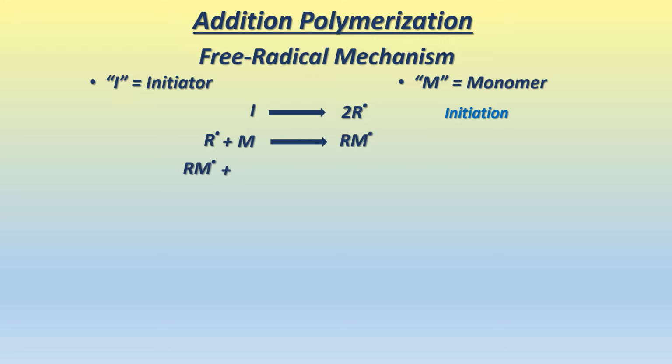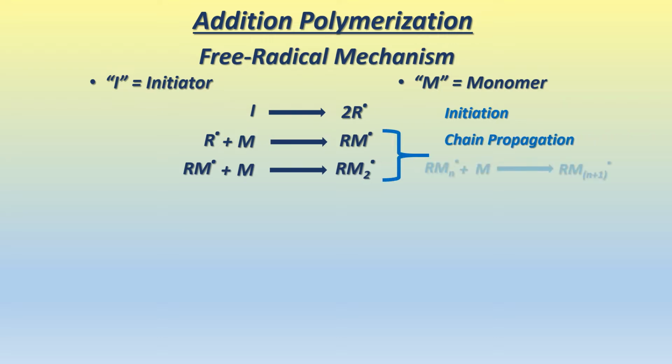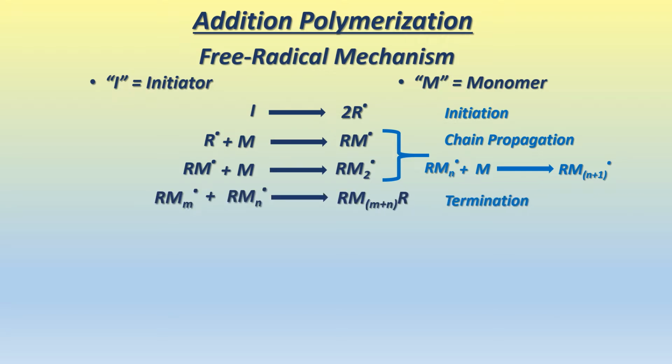Since the radical has an odd number of electrons to begin with, the combination of the radical and the monomer will still have an odd number of electrons and form another radical. This leads to the chain propagation step, which will continually go on as more and more monomer is added. The chain is finally terminated when 2 different radicals join together.